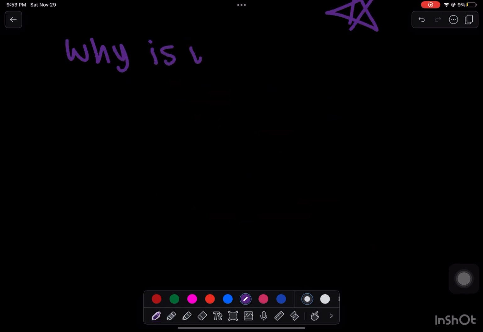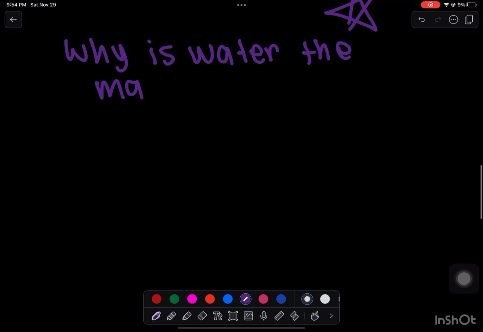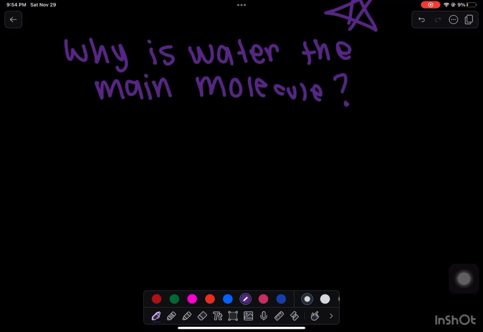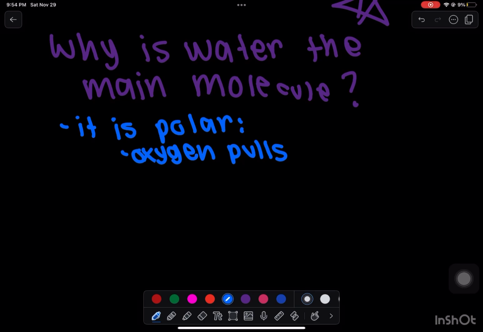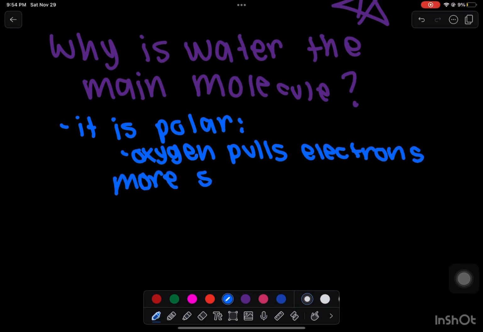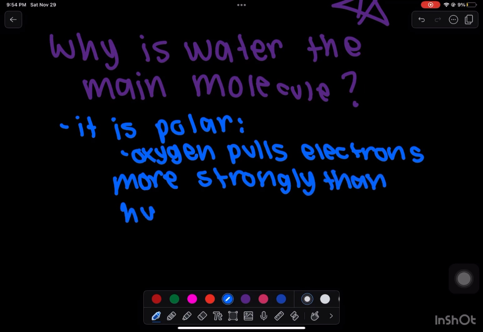So for this section, the main question you want to ask yourself is, why is water the main life molecule? Water might sound basic, but it's one of the most important molecules in biology because of its unusual properties that make life possible. First of all, water is polar, which means that oxygen is more electronegative than hydrogen, meaning oxygen can pull the electrons closer to itself. That makes the oxygen side slightly negative and the hydrogen side slightly positive.